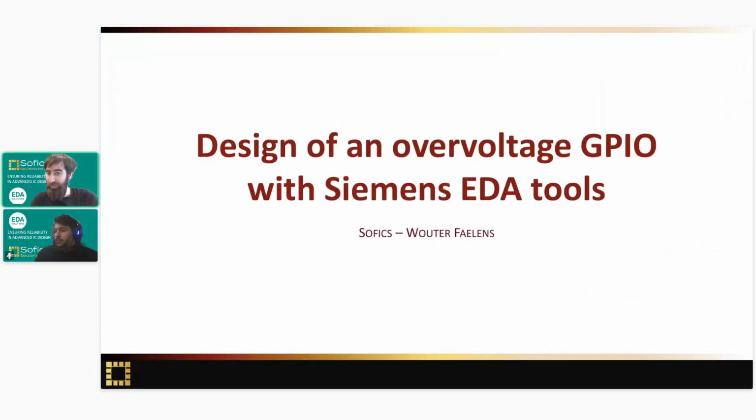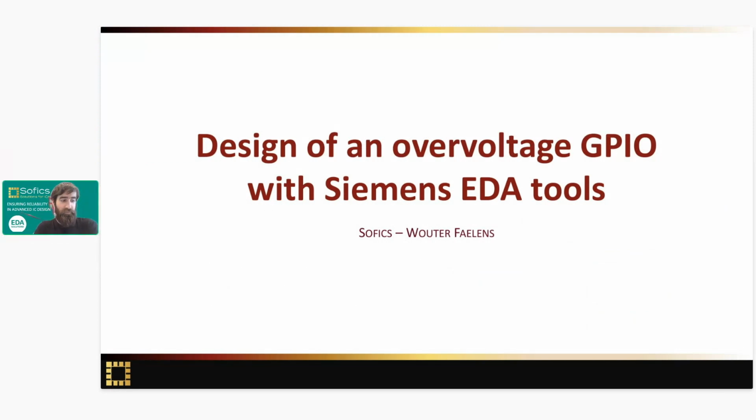So my name is Wouter Valens. I am a senior engineer at Sofics, which is an IP company working on processes all the way from BCD technologies down to regular CMOS, FinFET, all the way down to 2 nanometer gate all around. We're a company mainly focused on the chip edge, so everything interacting from the core to the outside world, be it analog IOs or other functional IO circuitry mainly.